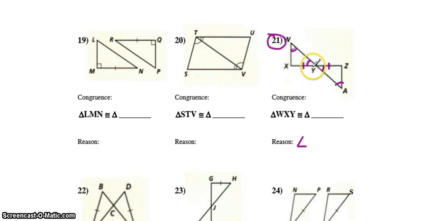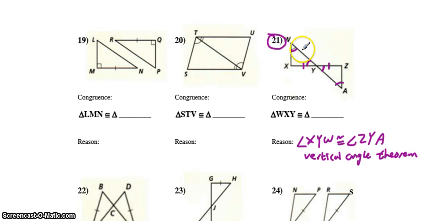I can't just say angle Y because there's more than one angle around there, so I'll have to use three letters. Angle XYW is congruent to angle ZYA, and that's because they are vertical angles, so vertical angle theorem.